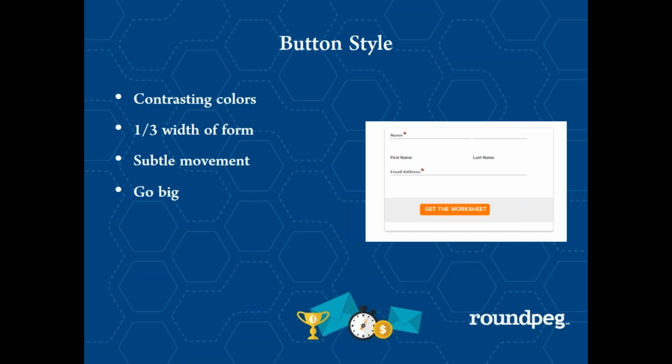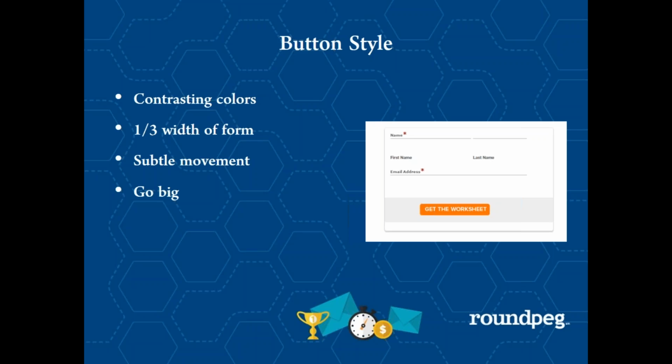Most of the time, you want to keep your button about 1/3 of the width of the whole form. The exception is if it's a really small form, you can go all the way across. But when it's 1/3 of the width like this, it really kind of pulls the eye down the form and it focuses people like a funnel. If your software will allow you, a little bit of subtle movement is awesome. Like when you roll over it and it changes color or it moves a little bit. Again, that's just subtle movement, not too flashy, but subtle movement draws the eye and encourages people to click.